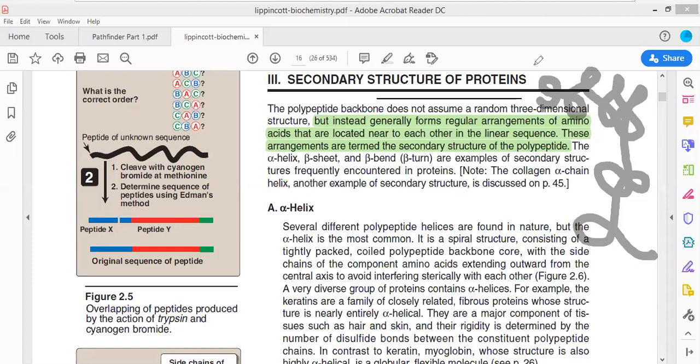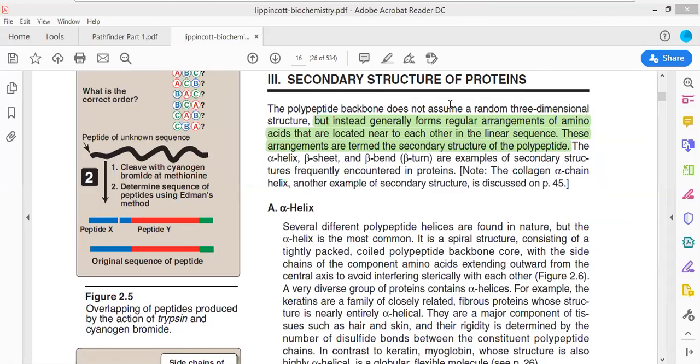Okay, now we are going to move forward. Now, the first secondary structure that we have to study is alpha helix. Then we will be talking about beta sheet. Then we will be talking about beta bends. The first and foremost structure that is present is alpha helix.